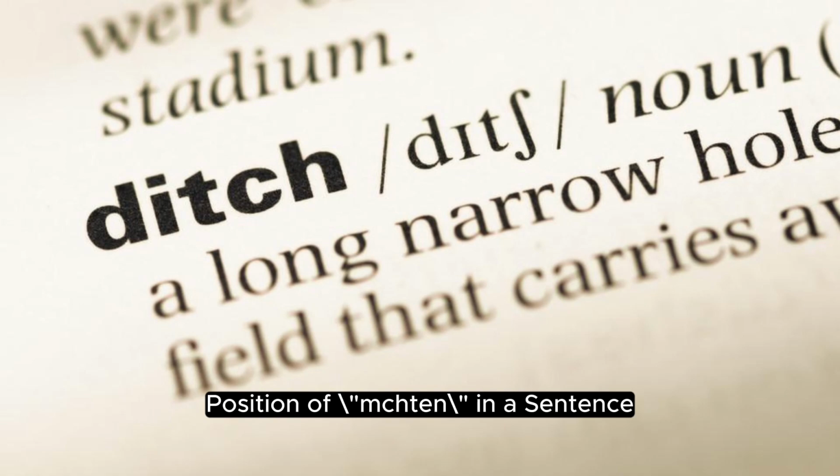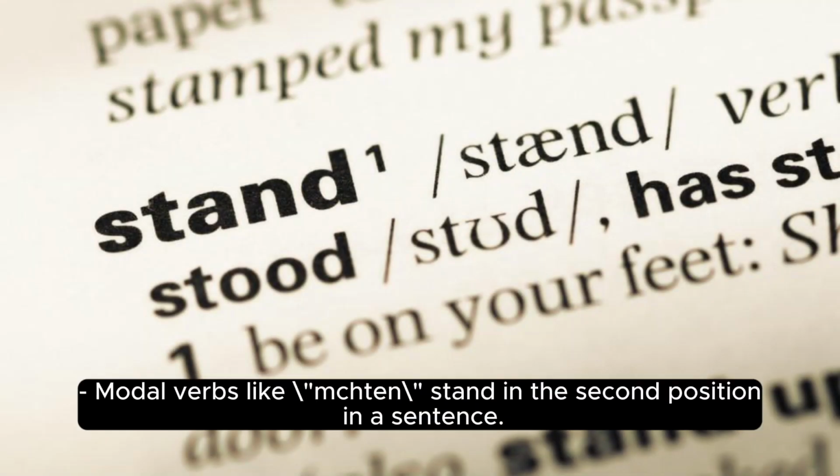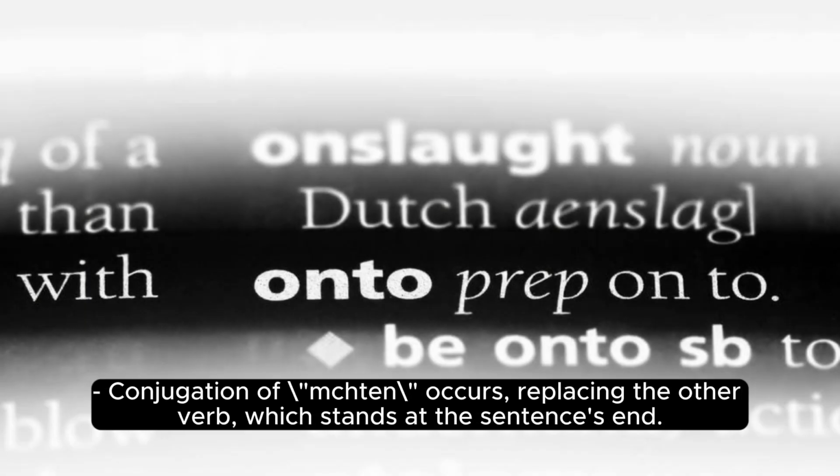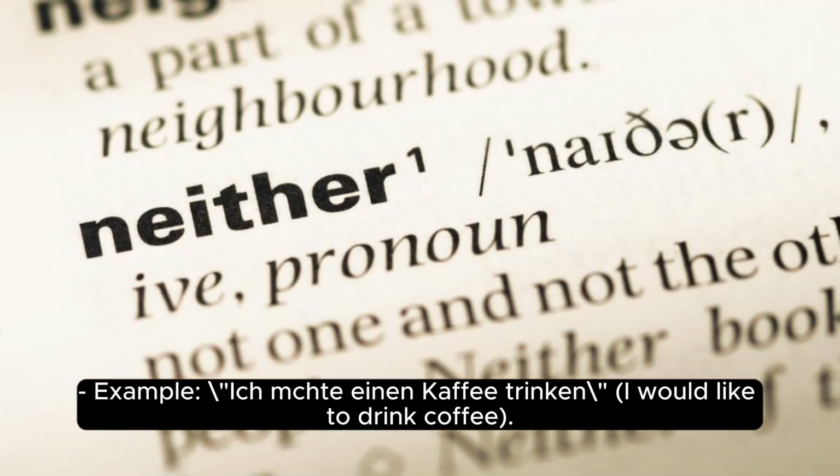Position of möchten in a sentence. Modal verbs like möchten stand in the second position in a sentence. Conjugation of möchten occurs, replacing the other verb, which stands at the sentence's end. Example: Ich möchte einen Kaffee trinken. I would like to drink coffee.